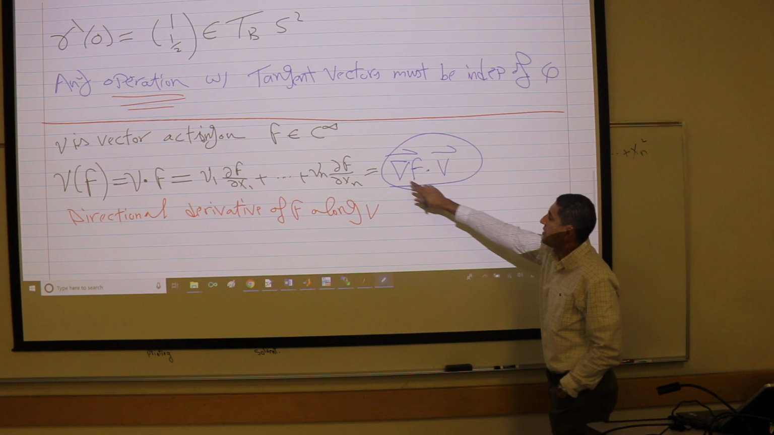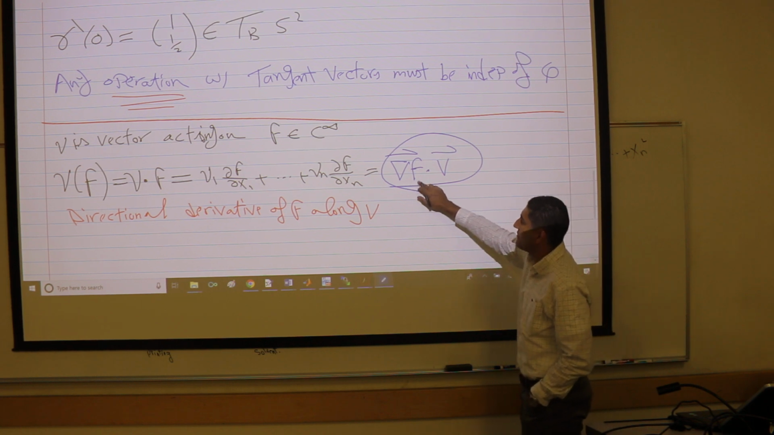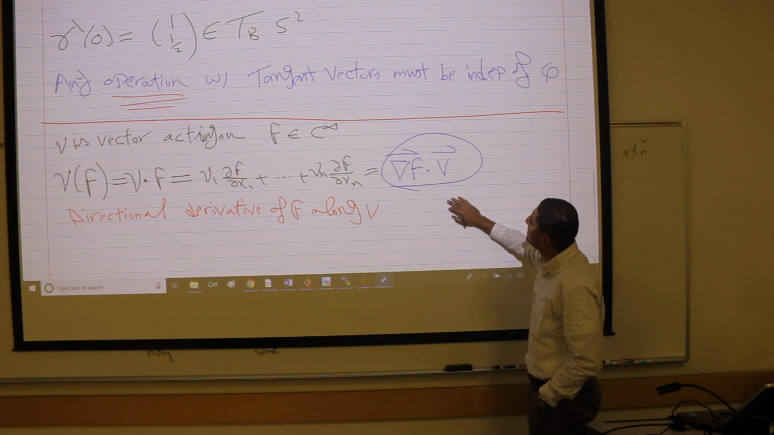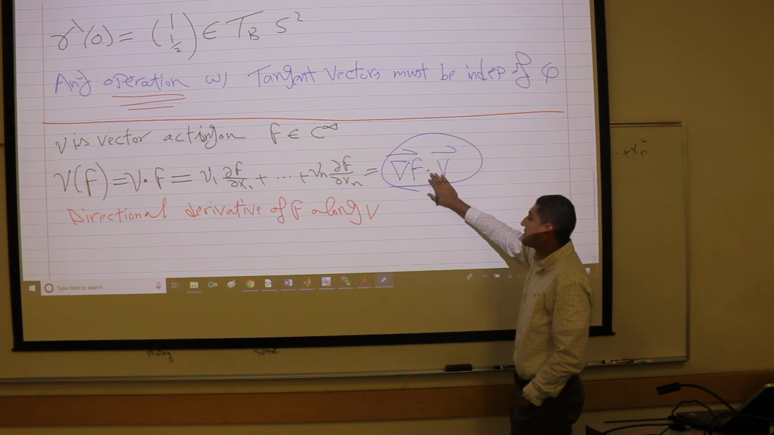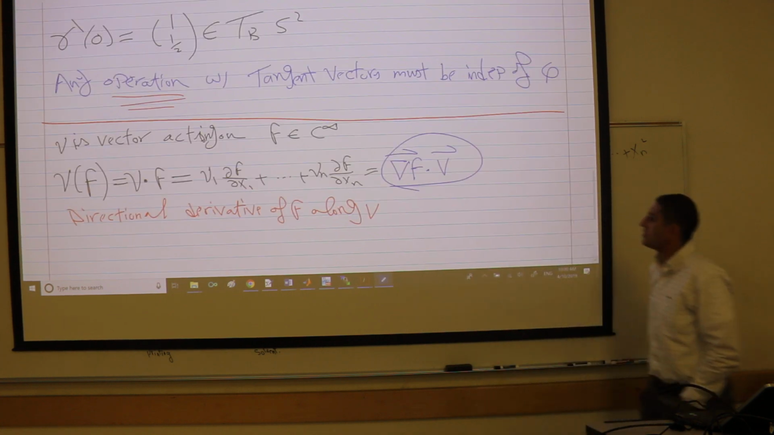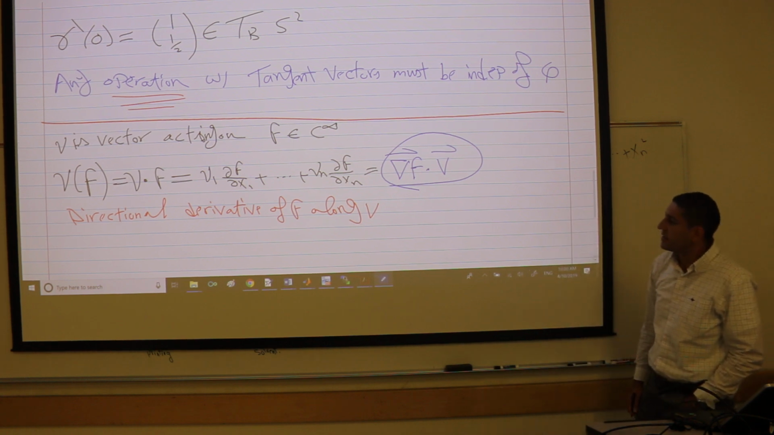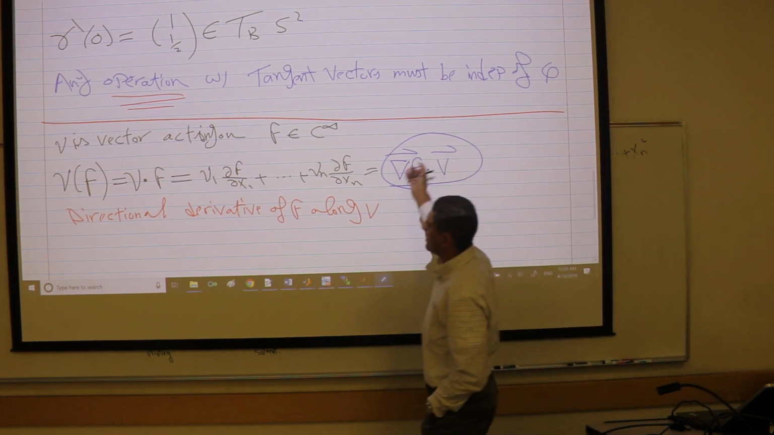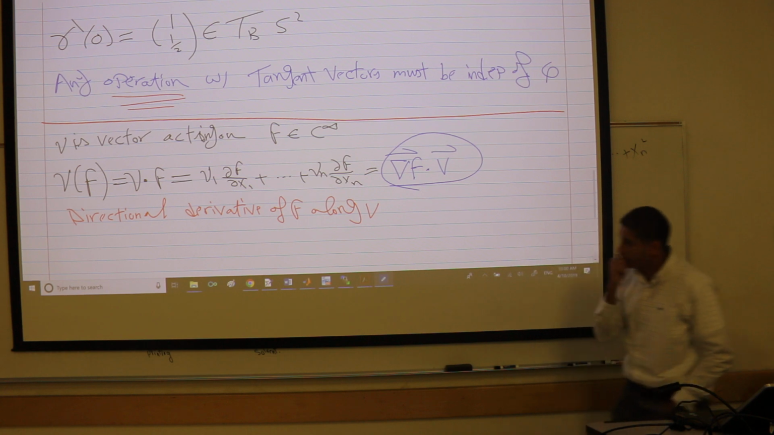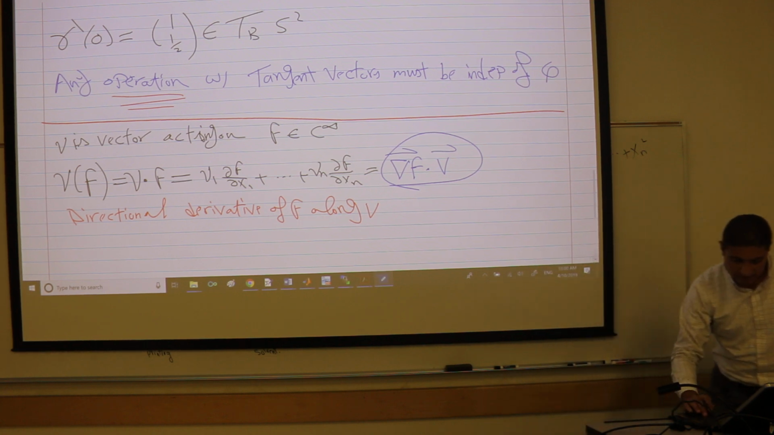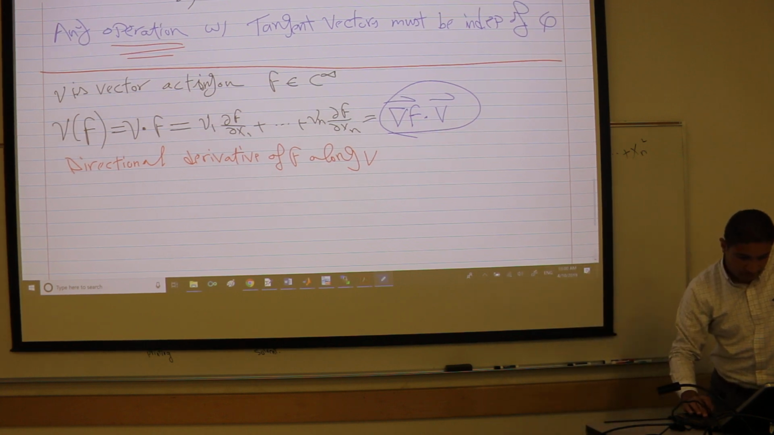Why? Because nabla f, by definition, may be outside of the manifold. This dot product is not defined yet. We didn't say that we can do a dot product in the manifold yet. So how can we do this kind of thing on the manifold?